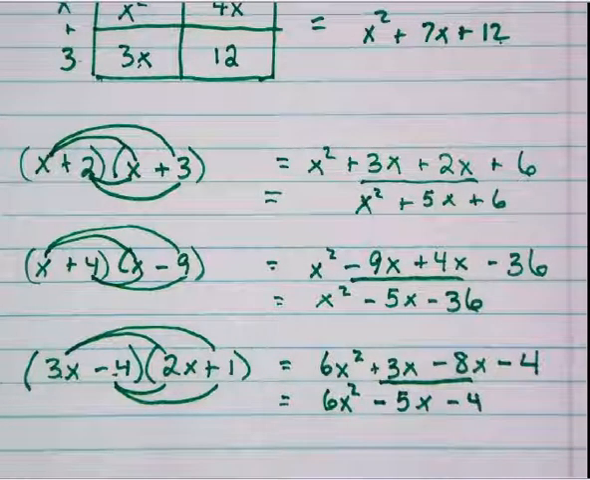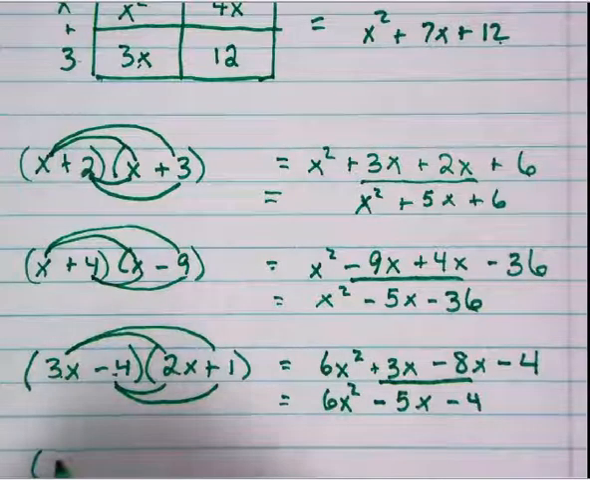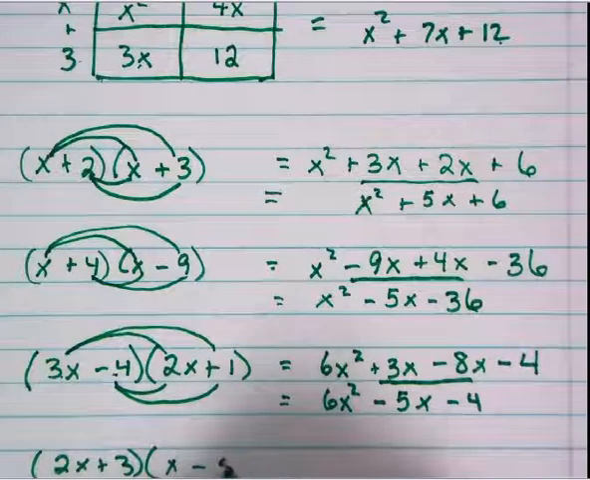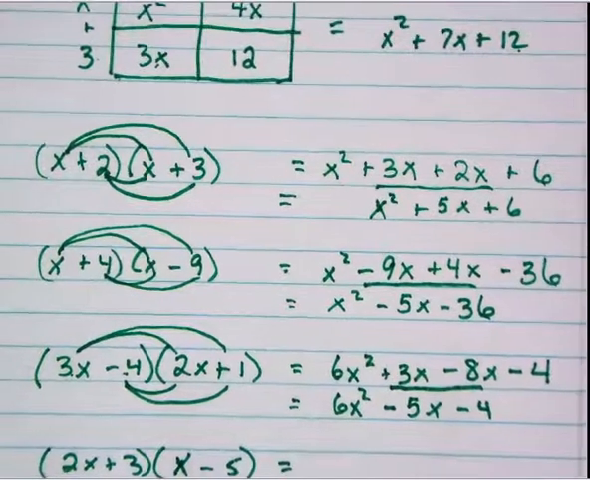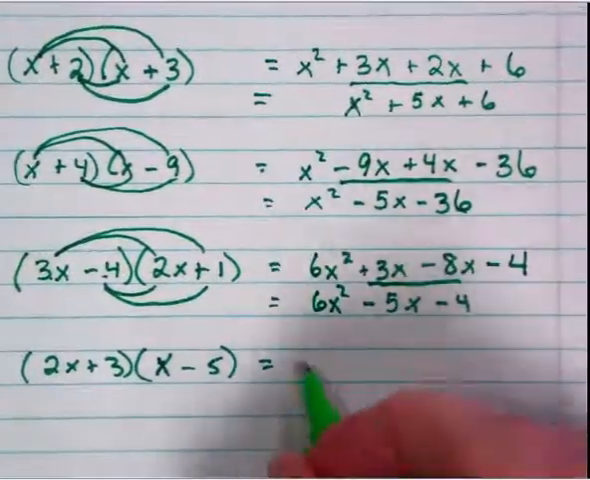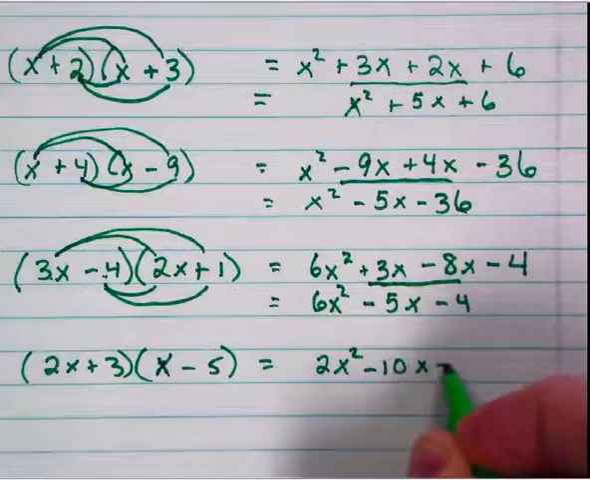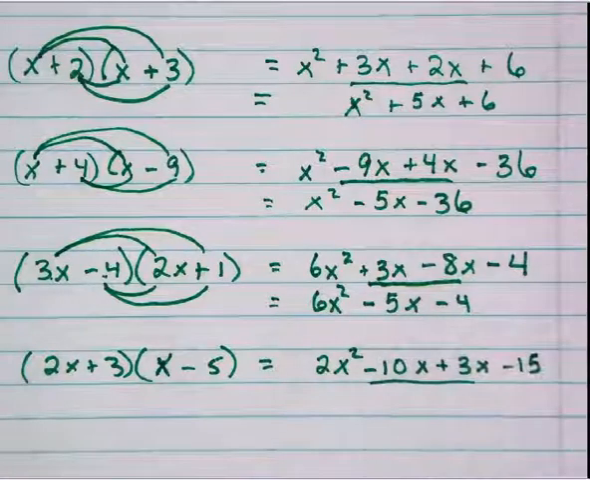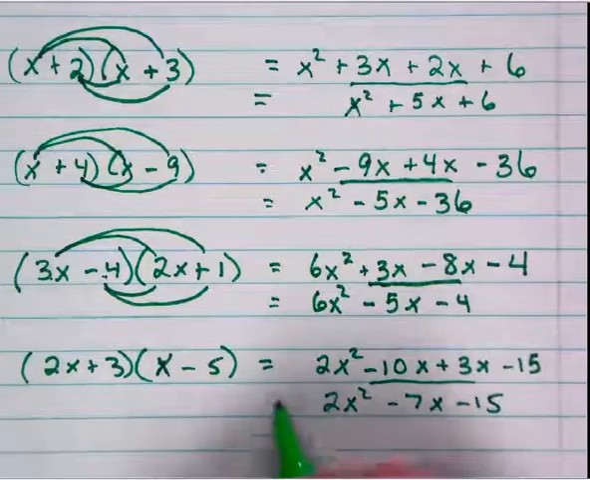Okay? What happens if we have just letters? Actually, why don't you try one or two of these on your own first? So how about you try 2x plus 3 times x minus 5. Pause the video, multiply those out, and see what you get. Okay, you should have gotten 2x squared minus 10x plus 3x minus 15, noticing that these get combined to give you 2x squared minus 7x minus 15.